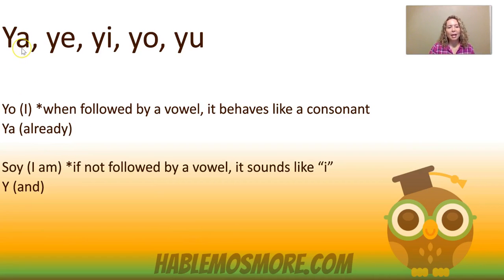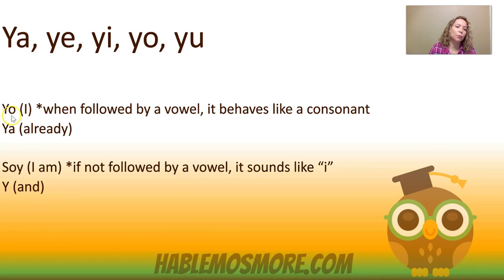Right, the Y, remember this guy, it has two names in Spanish, right? So this could be Y or Y. And the names actually make sense, okay? So let's pronounce this as the syllables. Ya, ye, yi, yo, yu. Okay, so when that Y is followed by a vowel, it's behaving like a consonant. So it's gonna do that sound, right?